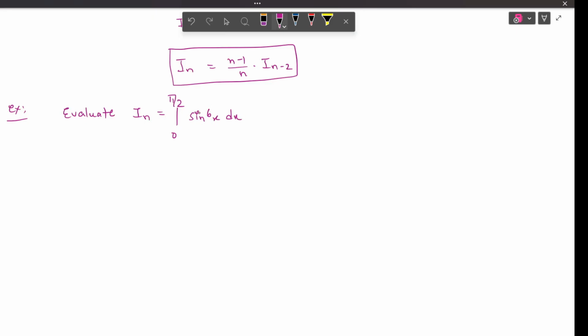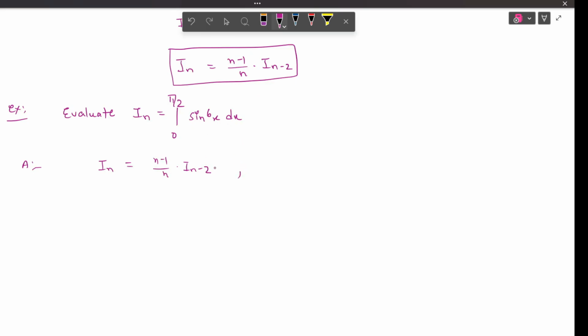And remember, doing this type of integration without reduction formula will take a lot of time. So it is highly advisable that you should use reduction formula. So we know it is in the form 0 to pi by 2 sine to the power nx dx. So we can say that we have to use In is n minus 1 by n into I n minus 2.